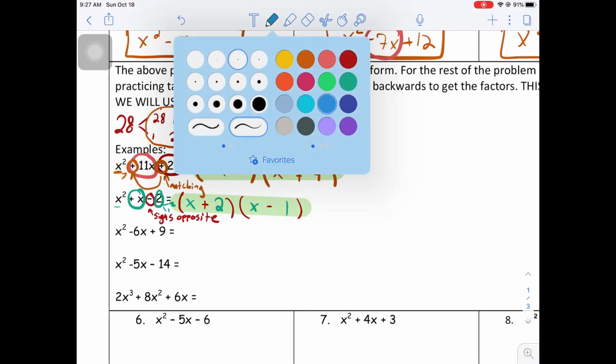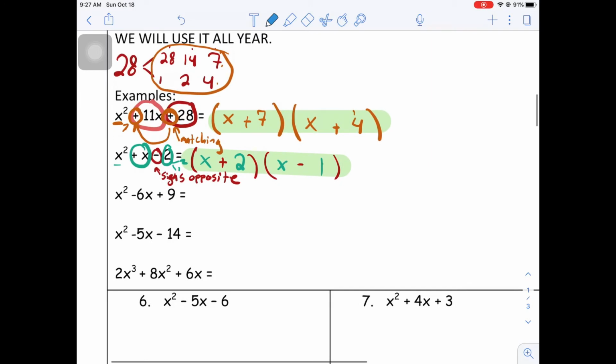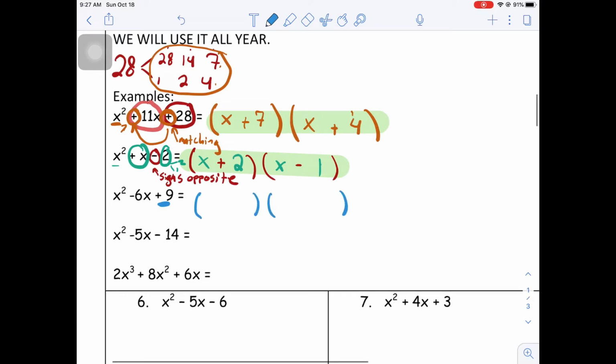So hopefully you're starting to see a little bit of how I'm working through these questions for factoring. So we have positive 9 at the end. That means our signs are going to match. What are they going to match to? They're going to match to the negative in the middle. So that means they're both negative. Okay.